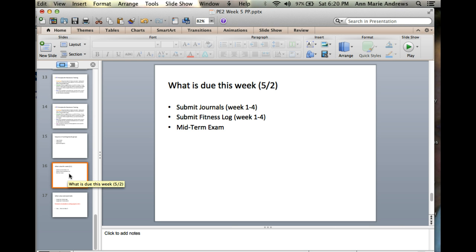Okay, so what's due this week? By Friday the 2nd. Submit the journals, weeks 1 through 4. These should all be in one document. Put them into the Journal 1 Dropbox. Each weekly journal should be about 2 paragraphs long, and they need to be about your weekly goals. So whatever your goal was for that week that you wrote on your fitness log, that's what your journal needs to be about. You need to submit weeks 1 through 4 of your fitness log, and that goes into the Dropbox labeled, I think it's labeled Fitness Log 1, and then you need to take your midterm exam.